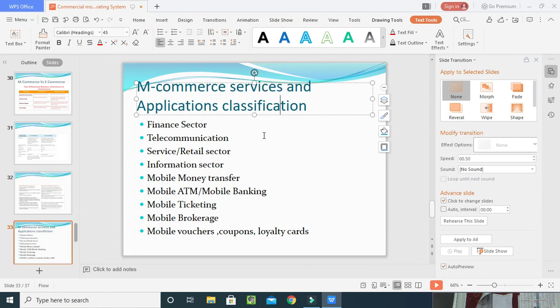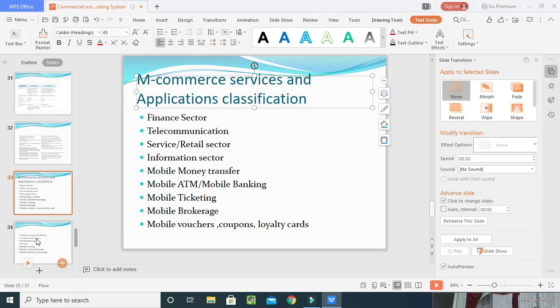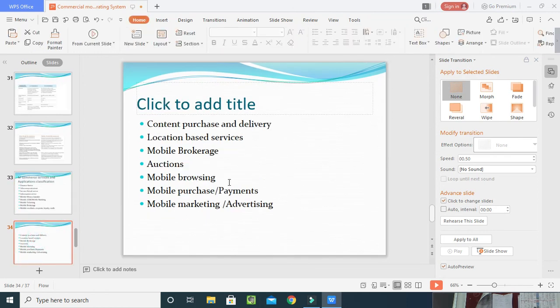Mobile ticketing: if you want to book a ticket for a cricket match of IPL, we can book the ticket with the help of mobile. Mobile brokerage: nowadays equity shares, share business and demat accounts are handled with the help of mobile. We can go with the brokerage and order or cancel our shares from the company. Mobile vouchers, coupons and loyalty cards are there. With the help of mobiles, we can fulfill all those things. Not only that, purchase and delivery orders also take place with the help of mobile.